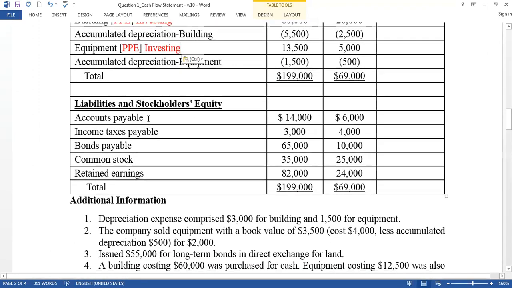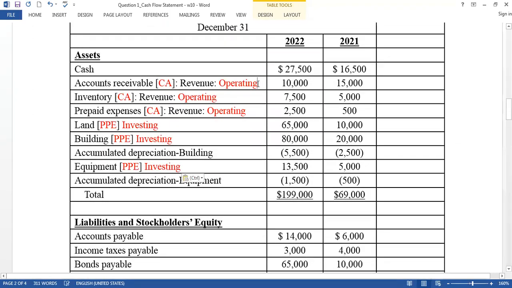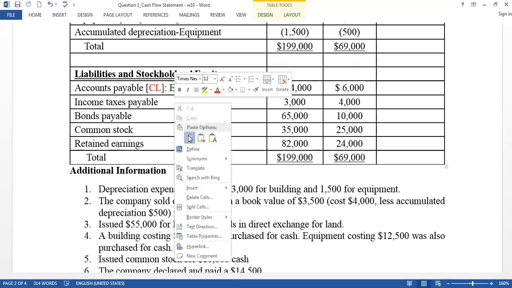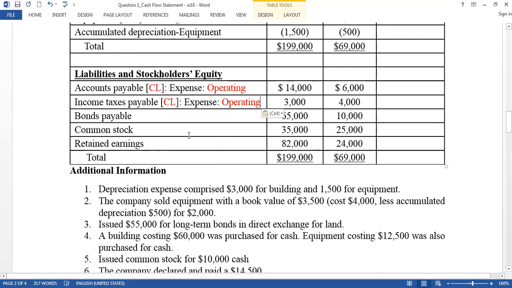So we have current liabilities. Accounts payable is a current liability, and liability is indirectly related to the expense, and it is operating activities. Income tax payable is also a current liability, indirectly related to the expense, and it is operating.